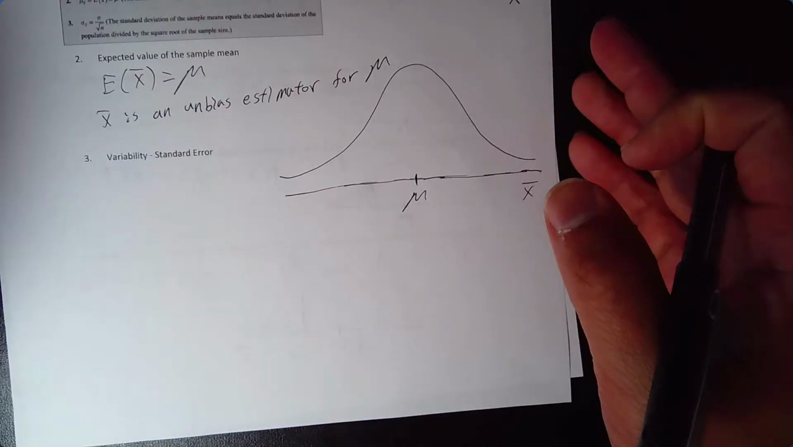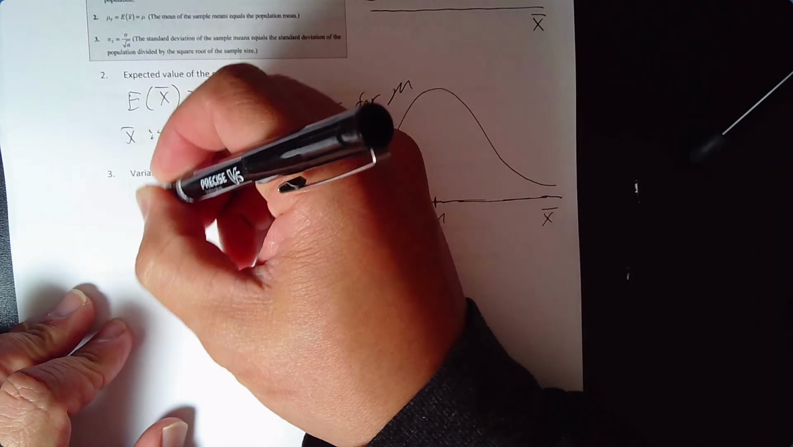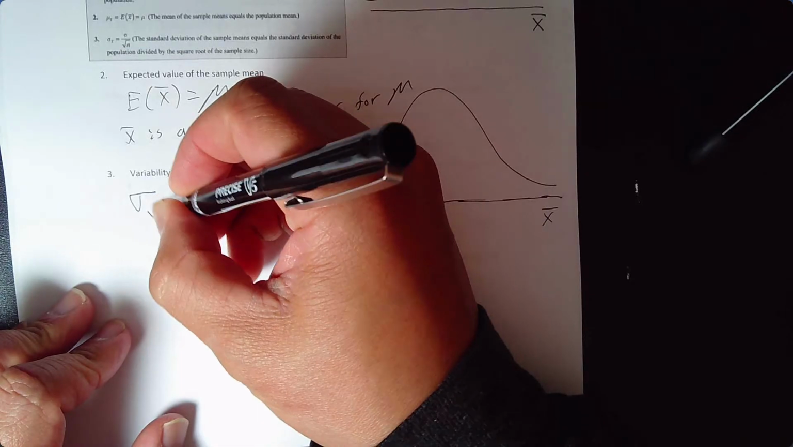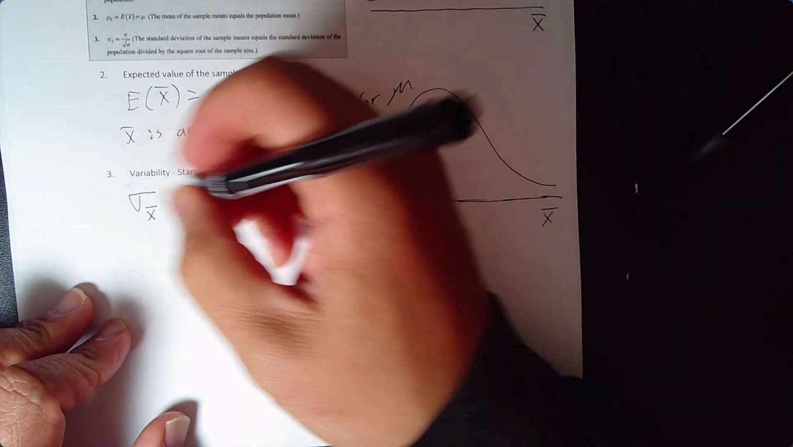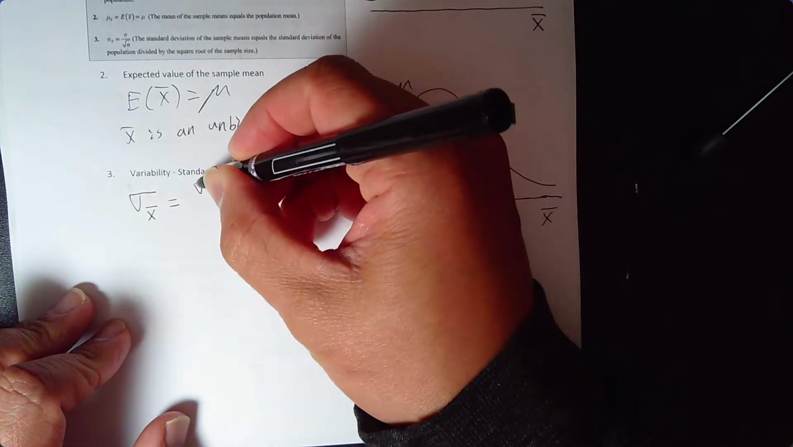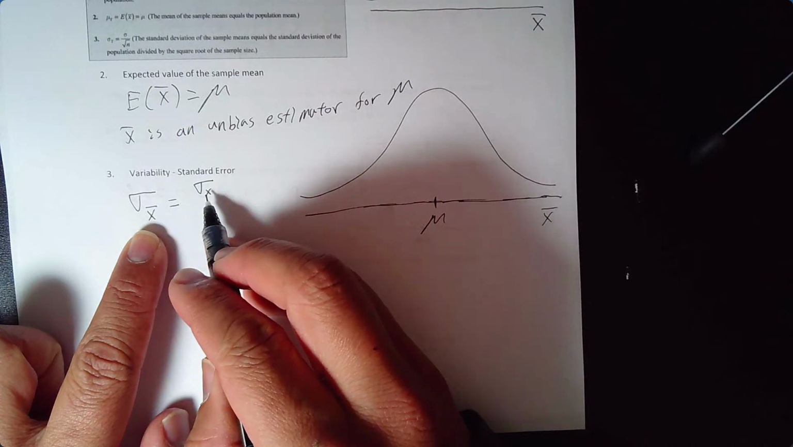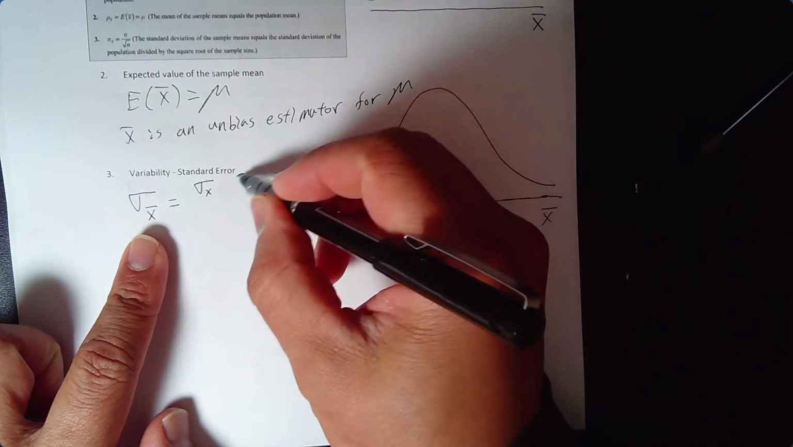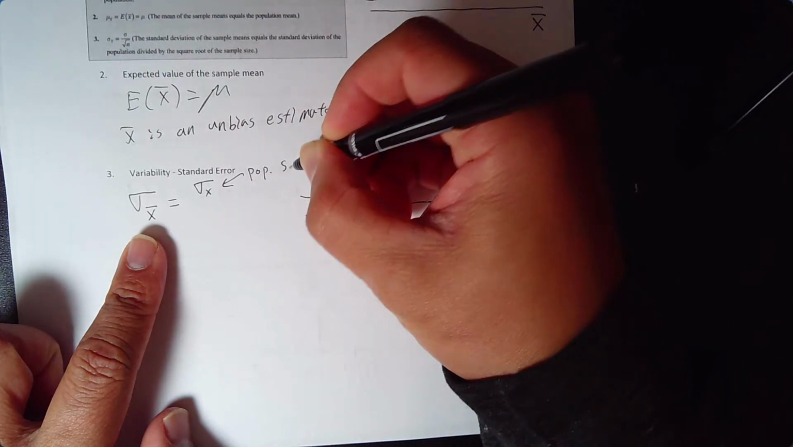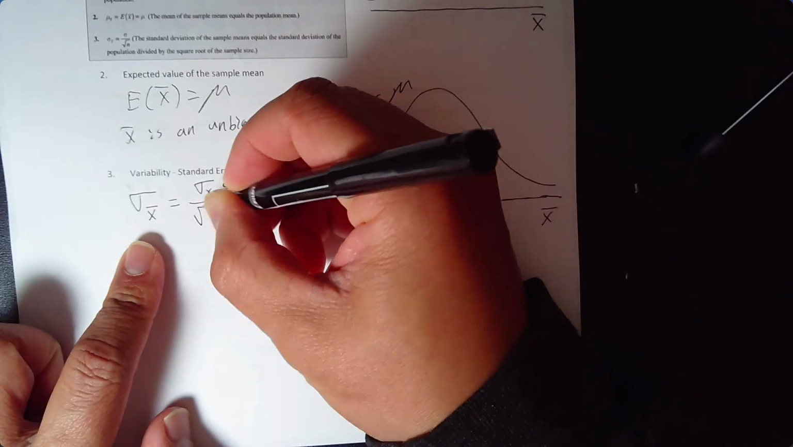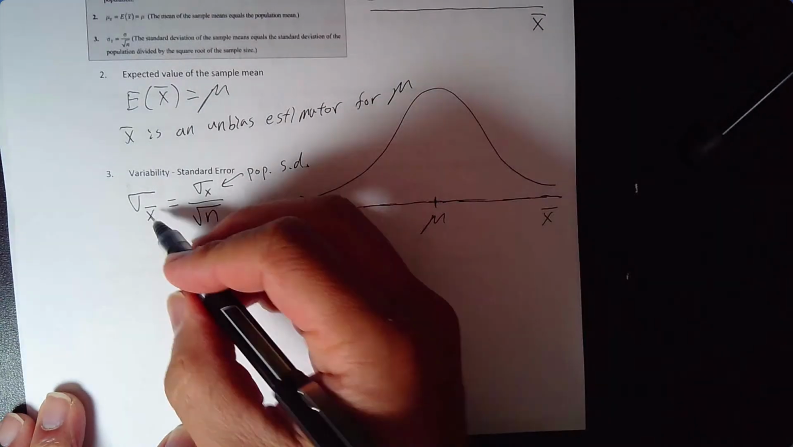Finally, the variability. We'd like to know what is the standard deviation of x bar. Okay, and so the central limit theorem tells us that this equals sigma of x. Okay, so notice the subscript. This is the population standard deviation, divided by the square root of n. And that will give us the standard deviation of x bar.